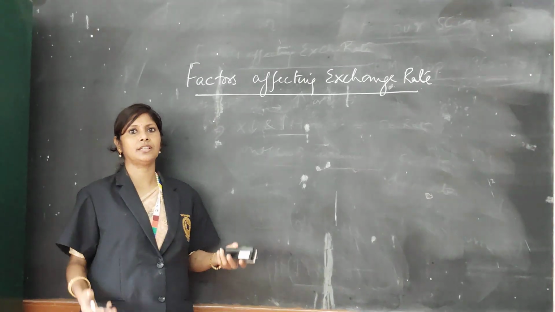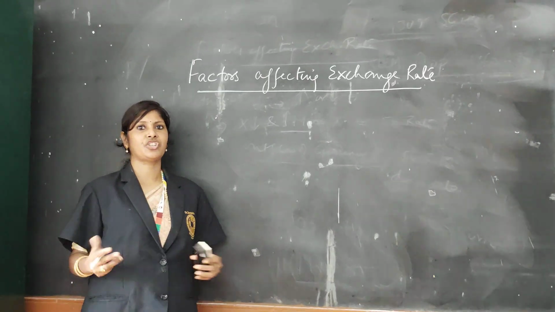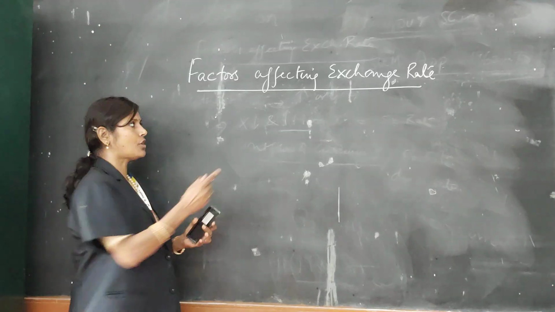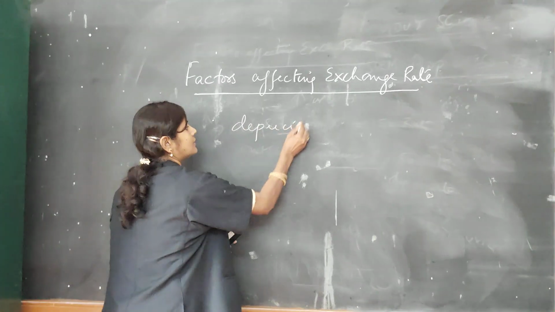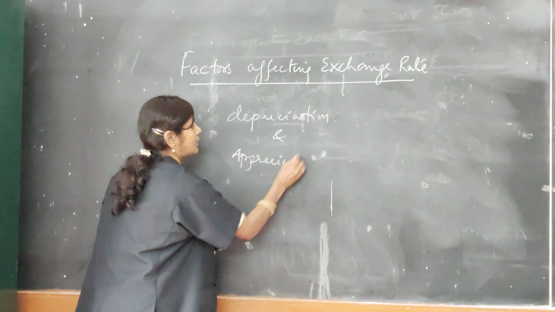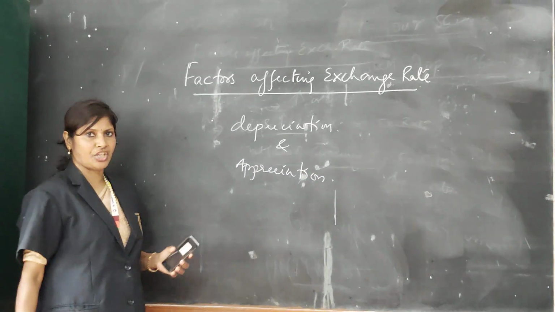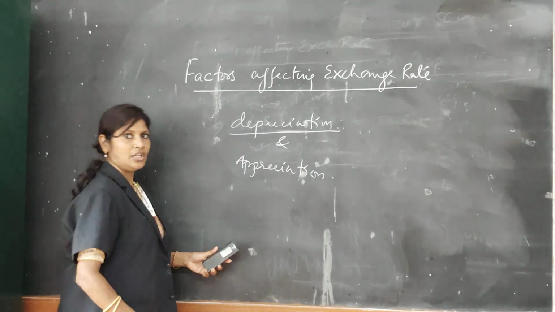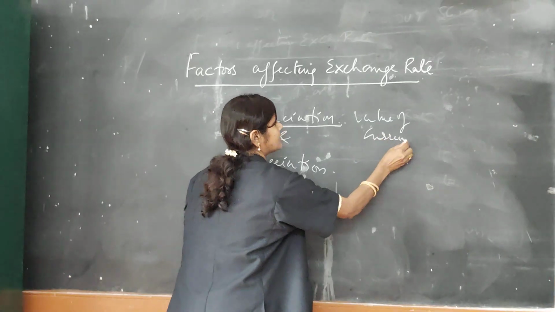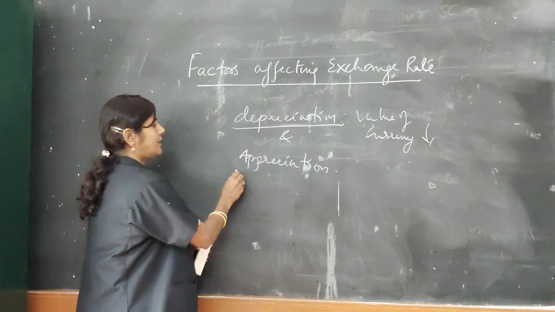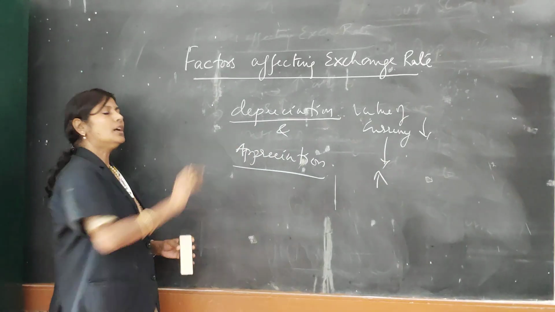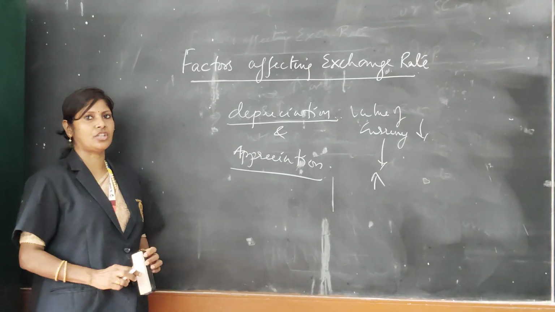Talk about the currency that is being exchanged for another currency. Exchange is explained in terms of depreciation and appreciation. These are the two important elements of the exchange. When there is depreciation, the value of the currency goes down. And with appreciation, the value of the currency increases. That is how you interpret and predict depreciation and appreciation.